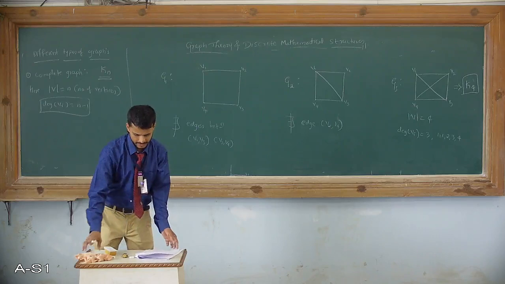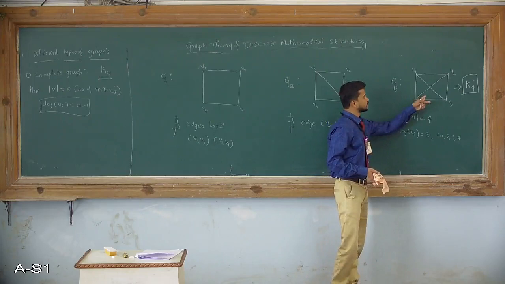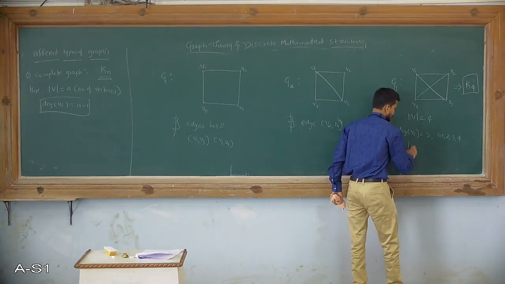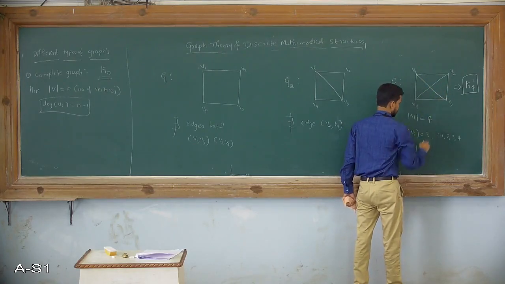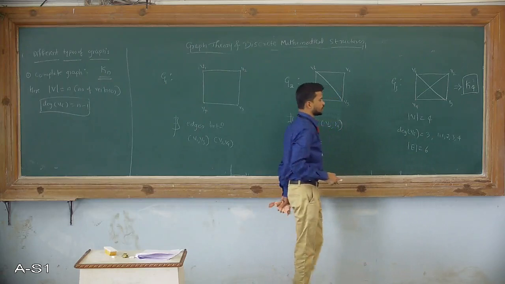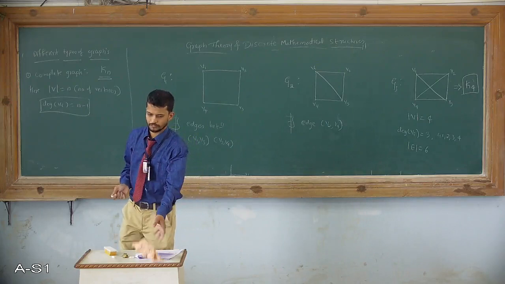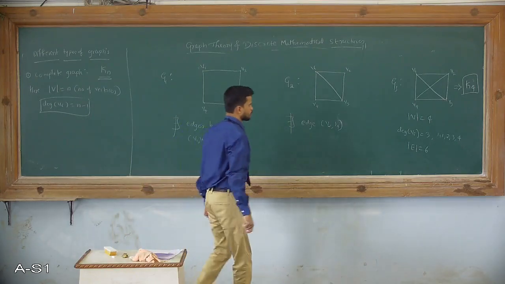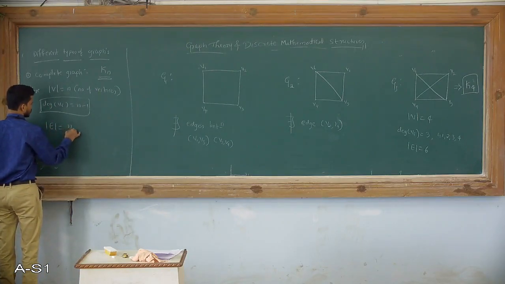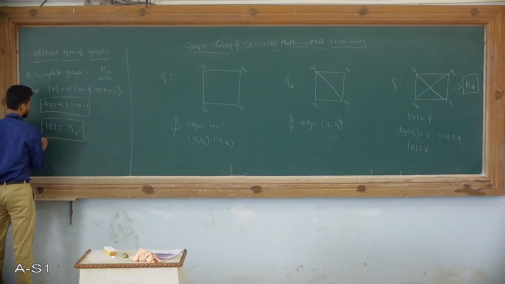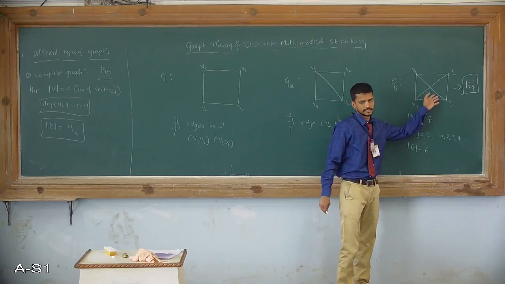Even though we can see the number of edges present in this graph, the cardinality of E is equal to 1, 2, 3, 4, 5, so there are 6 edges. If I want to write a general formula to calculate the number of edges in this graph, it is NC2. So the cardinality of E is equal to NC2, and we can verify it with the number of edges present in this graph.